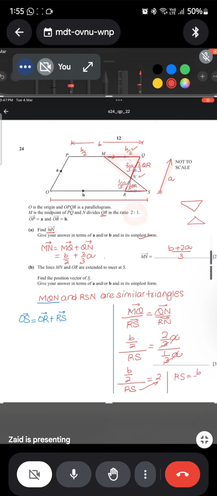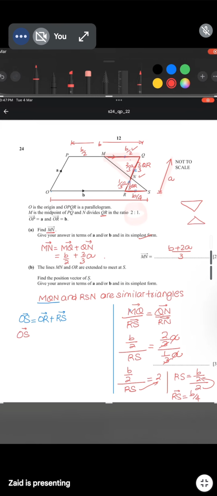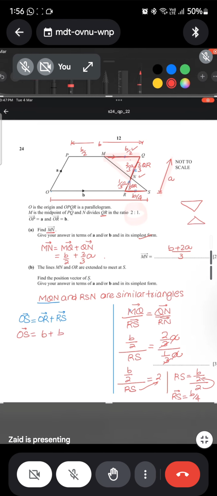Okay. So it's b upon 2 whole divided by 2. So it comes over here. So rs is going to be b divided by 4. Okay. So I've just figured out rs is b upon 4. That's it. All right, getting or not? So now it's easy. So this is going to be or, b plus b upon 4. 4 ones are 4 plus b, 5b over 4.